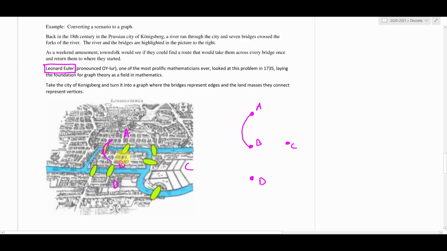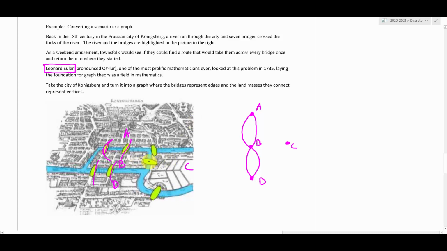All right, there's another bridge that goes from B to A right here. So I'm going to draw another edge going from B to A like that. Now B to D, there is a bridge that goes from B to D here, so I'm going to draw in an edge going from B to D. And there's another bridge that goes from B to D right over here. So I'm going to draw in another edge going from B to D.